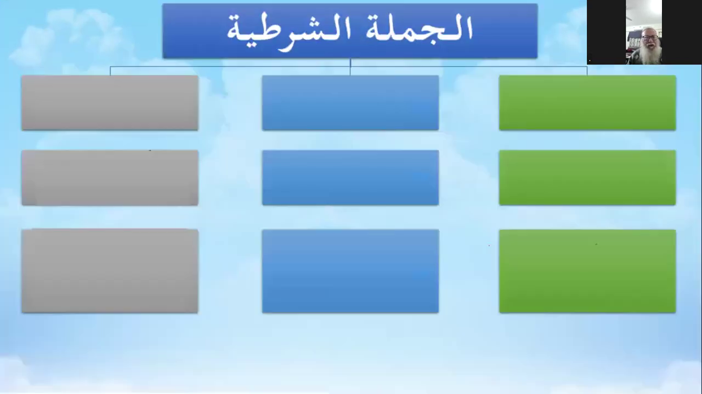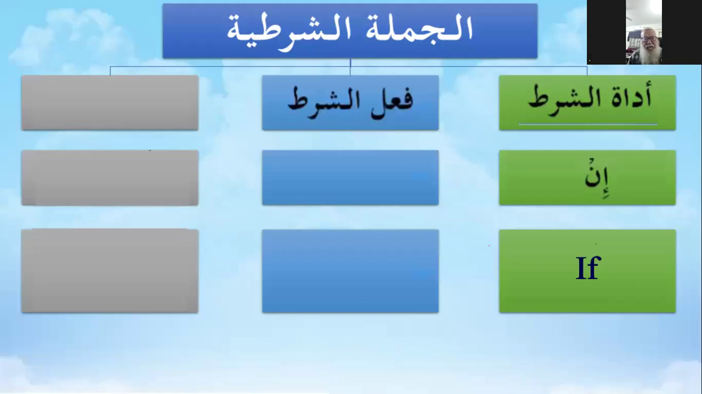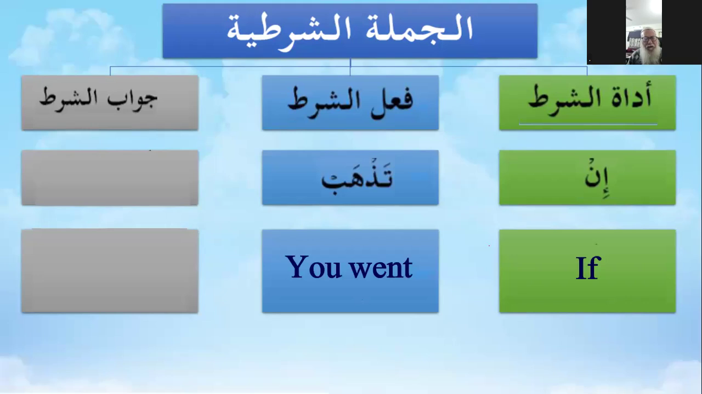Now a jumla shartiya. Adat shart in, if. Fi'l shart, tazhab, you go. Jawab shart is azhab, I will go. Now look, here we have two things, fi'l shart and jawab shart. In is the adat shart, meaning the letter which causes the shart. And see, there is no fa, because it is a simple sentence. If you go, I will go.